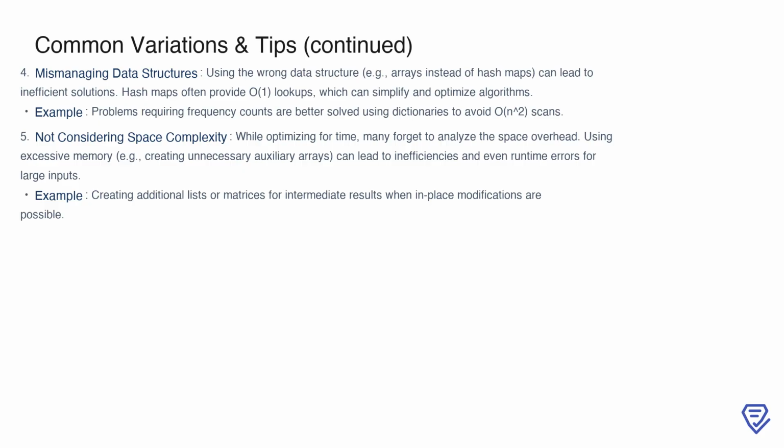Additionally, space complexity is often overlooked. While optimizing for time, it's easy to forget the memory overhead of your approach. For example, creating unnecessary auxiliary arrays for intermediate results can waste memory, especially for large inputs. Instead, in-place modifications or more memory-efficient techniques should be considered. Balancing time and space is key to crafting an efficient solution.